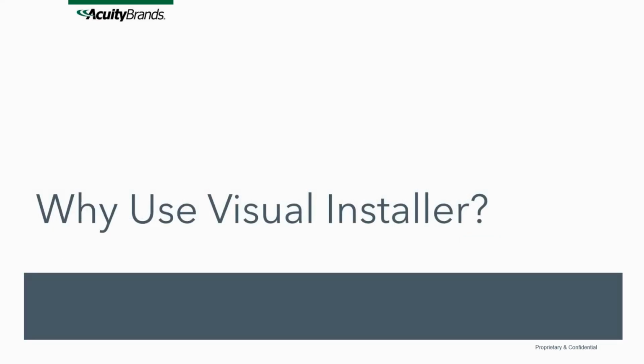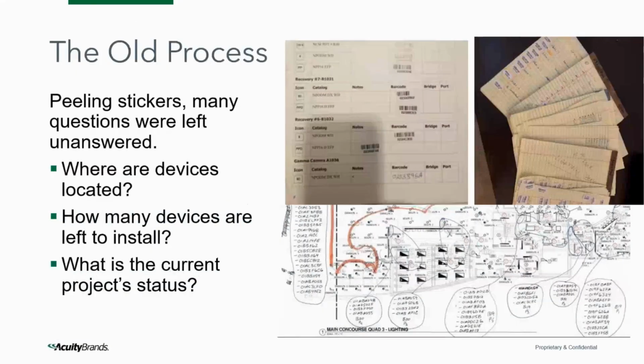Without further ado, why use Visual Installer? A lot of you may know this is the old and current process for a lot of our customers. One of the first goals of Visual Installer is how to address and capture different device IDs. When we ship our nLight products, we have a little barcode and serial number for each device. Today, in order to capture for startups, they peel stickers and add them onto a sticker sheet. A lot of the times, you don't necessarily know where the devices are located due to that sticker placement often being incorrect by an installer.